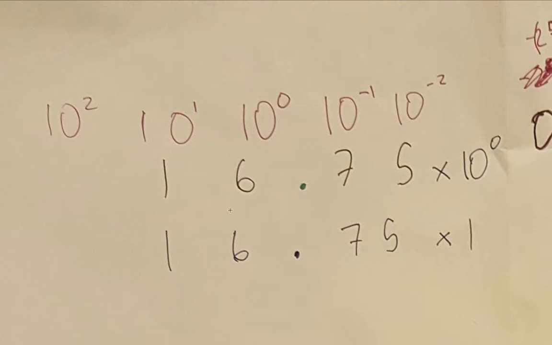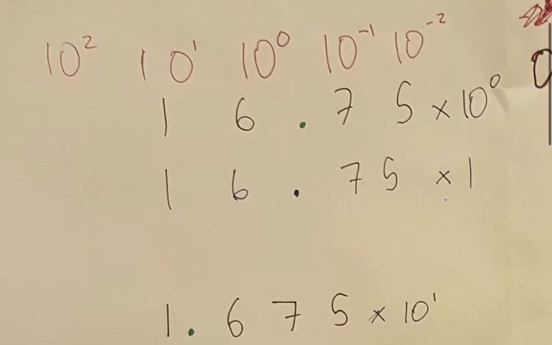If we have a number 16.75 in base 10, and we write it in the normal way with the decimal point after the ones column, we can see that there's an implicit 10 to the 0 at the end, as in we're multiplying all of this by 10 to the 0, which is just 1, which shows you that 16.75 is the number that you're representing.